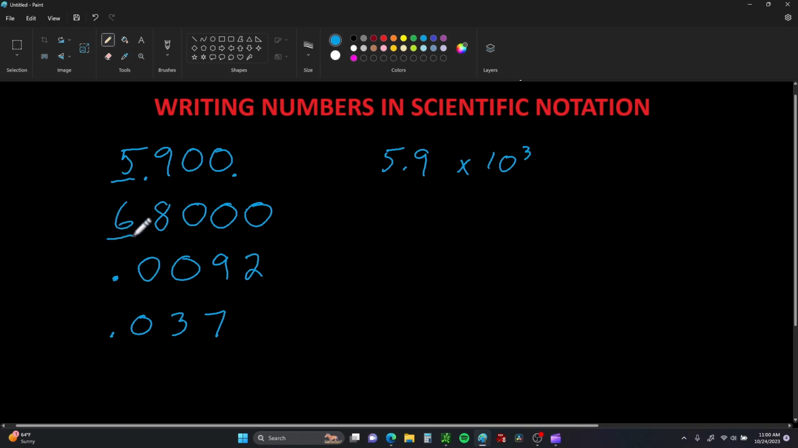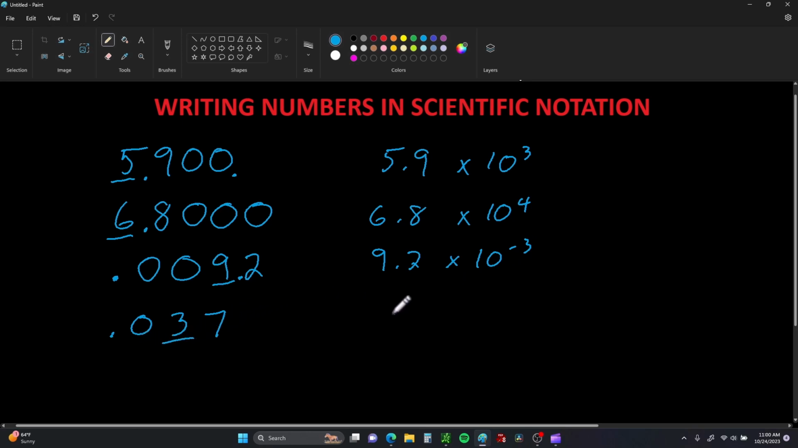The next one is going to be 6.8. And if the decimal is here, I would have to move it 4 spaces. So it's times 10 to the fourth power. In this one, I have the digit 9, so 9.2. To move the digit to here, I would be moving it in the opposite direction, so it's times 10 to the minus third power.